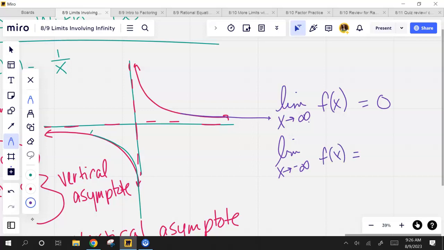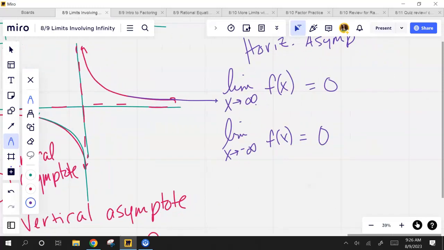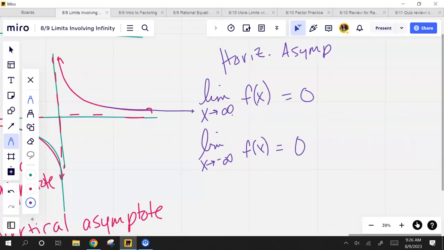How about as I approach negative infinity? It's 0 also, right? It doesn't matter if it's the top or the bottom that it's coming from. It just matters what it's getting closer to. So this, by definition, is what it means to be a horizontal asymptote. In general, and I'll give you the general form just like I did for the vertical.